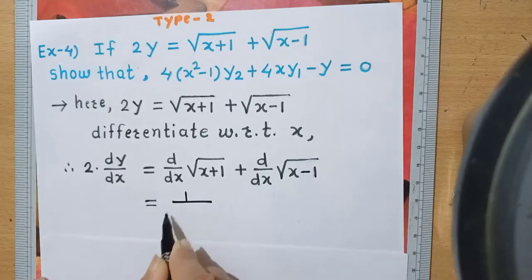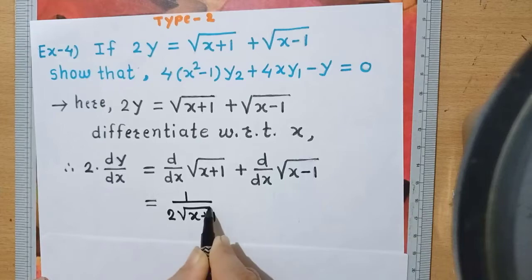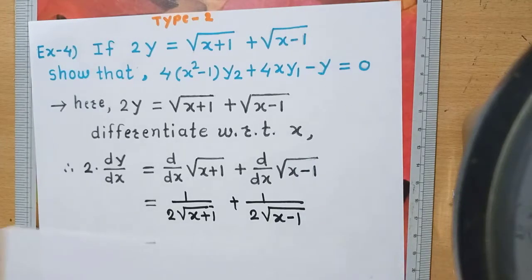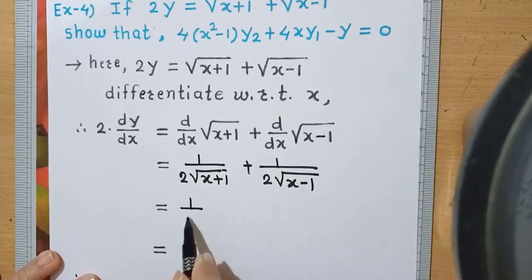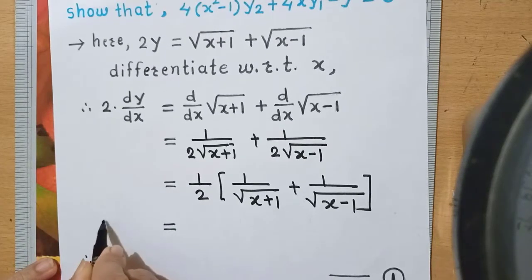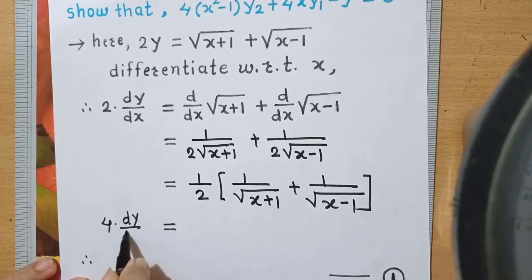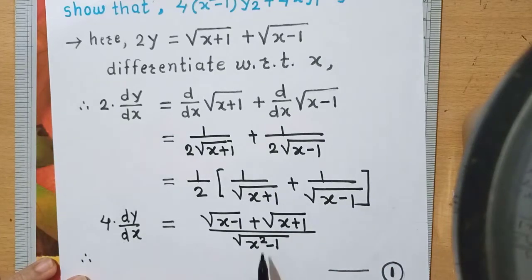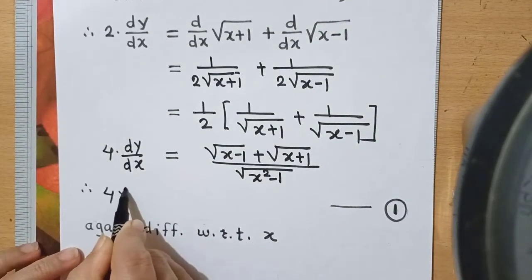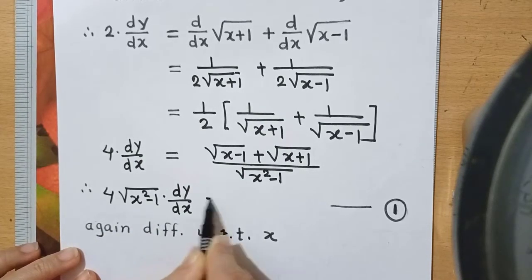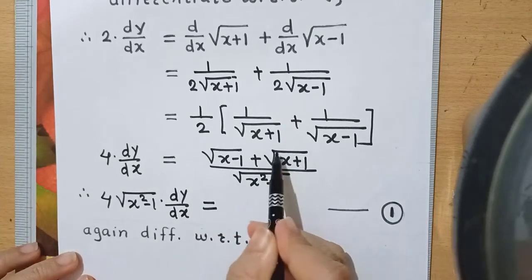Now again the derivative of this root means 1 upon 2 root x plus 1, and here 1 upon 2 root x minus 1. Now from these two terms take 1 upon 2 common, and here shift this 2 to the left hand side. So we have 4 into dy by dx, and here do cross multiplication. So here again shift this term to the left hand side. So we have 4 root x square minus 1 into dy by dx equal to, and this numerator.